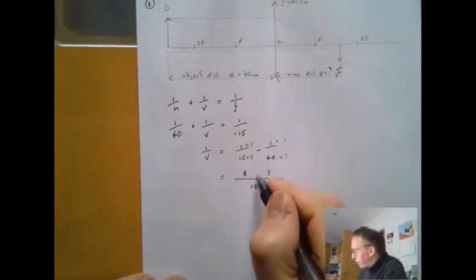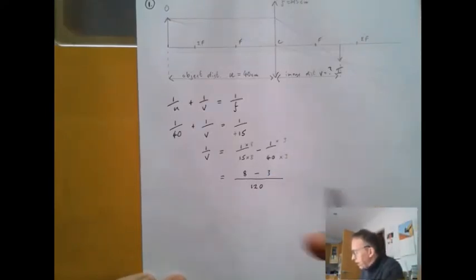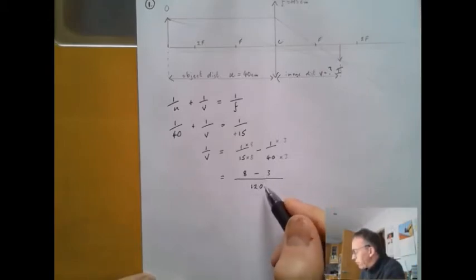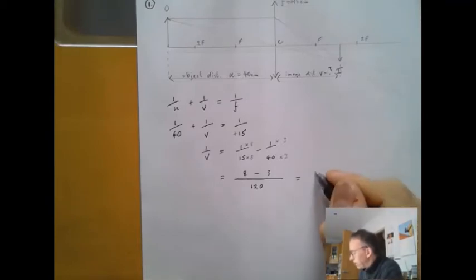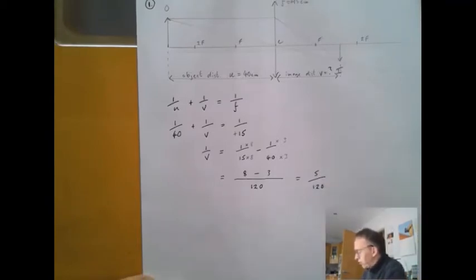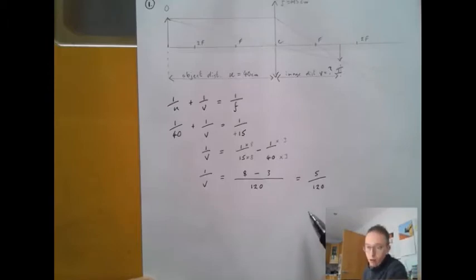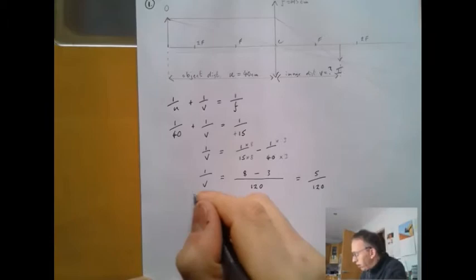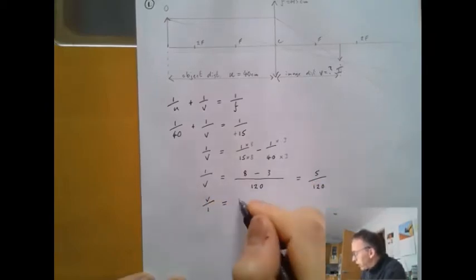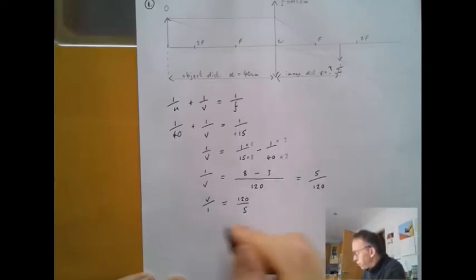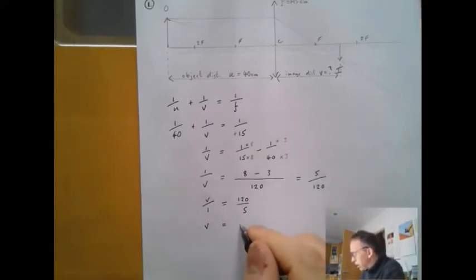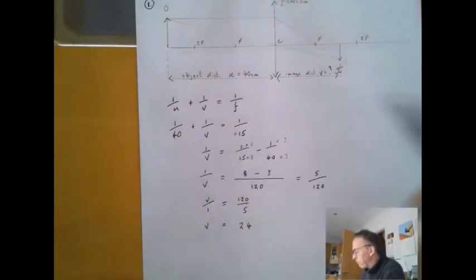Yes, I think that works. There's another way of doing that, but never mind. Okay. 8 minus 3 over 120 is 5/120. Okay. Now, so 1 over V is equal to 5 over 120. So what do we do? Yes, we flip it. If we flip 1 over V, we get V over 1, and that's equal to 120 over 5. So V is equal to 120 over 5, which is 24. Okay, since we put in U and F in centimeters, V is also going to be in centimeters.